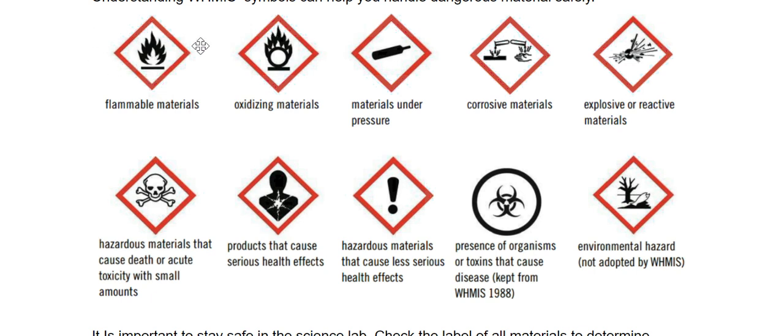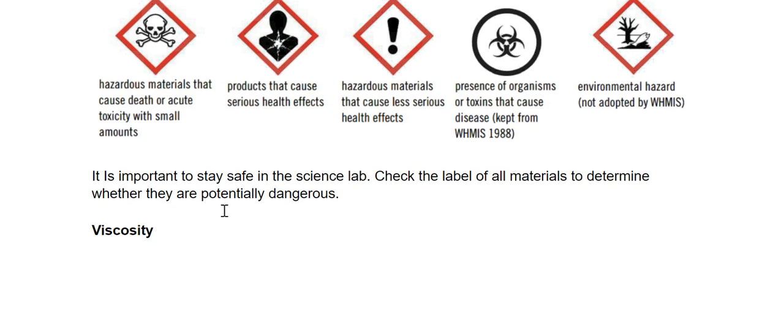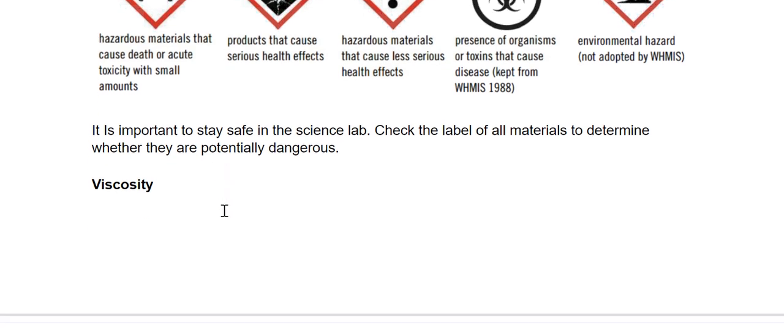So there's flammable materials, oxidizing materials, which are materials that catch fire when exposed to oxygen, materials under pressure, corrosive, explosive or reactive materials, an environmental hazard, presence of organisms or toxins that can cause disease, so that's a biohazard, hazardous materials that cause less serious health effects, products that cause serious health effects, and hazardous materials that cause death or acute toxicity with small amounts. It is important to stay safe in the science lab. Check the label of all materials to determine whether they are potentially dangerous.